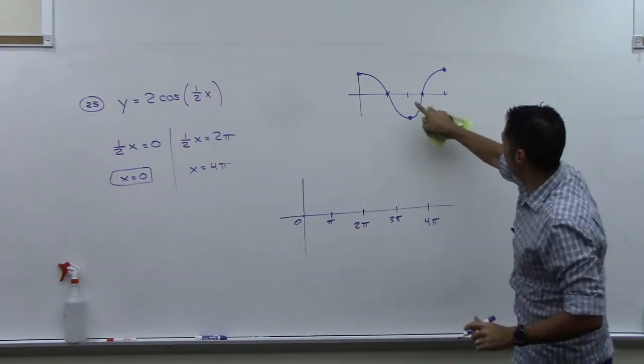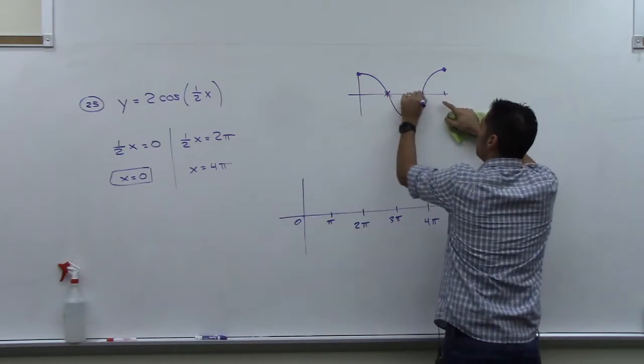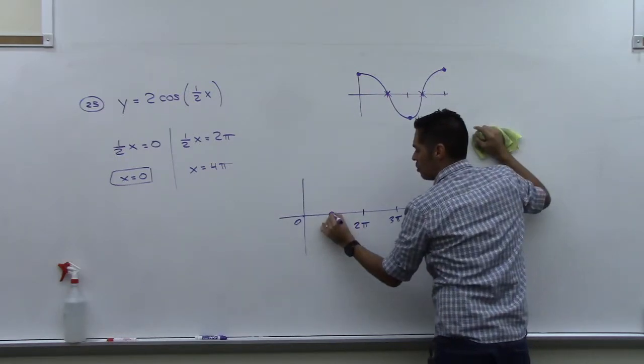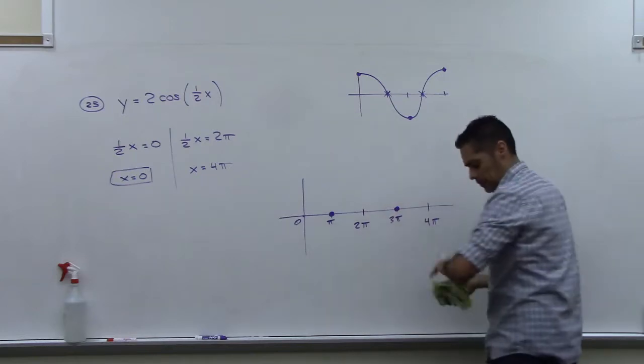So I can use this graph to use the first quarter point and the 3/4 point to know right now that I should have x-intercepts here and here.